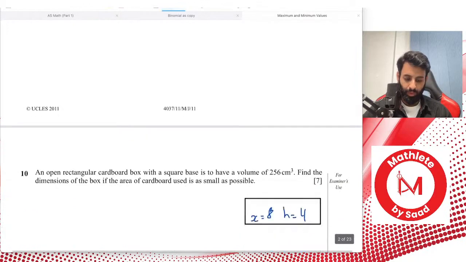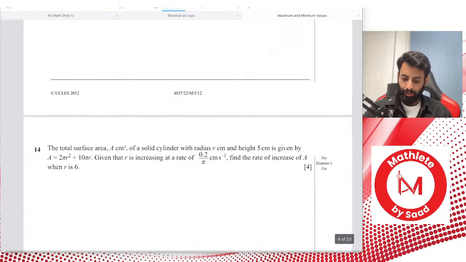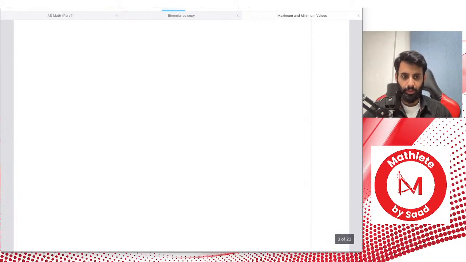Okay, moving on. So here's a question. This is a 7-mark question, which I would like to solve. And this is from May, June 2012, paper 1, variant 2.